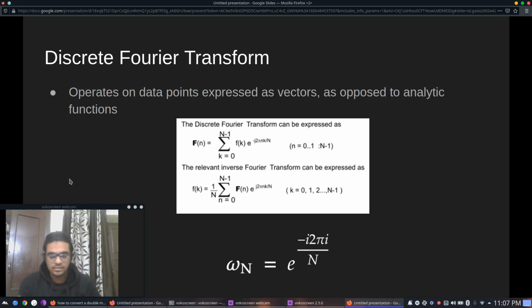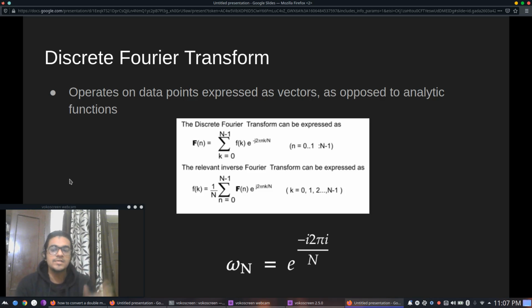So I just want to start off with a brief summary of what the discrete Fourier transform is and how it works. The standard Fourier transform allows us to express an analytic function as a combination of sine and cosine waves of different frequencies. And the discrete Fourier transform works in a similar manner, but instead of a continuous function, we have a set of data points.